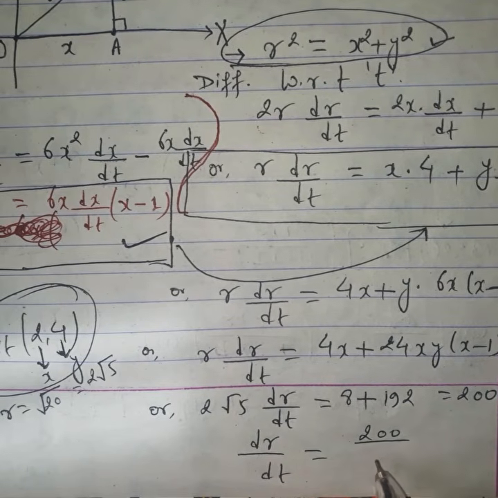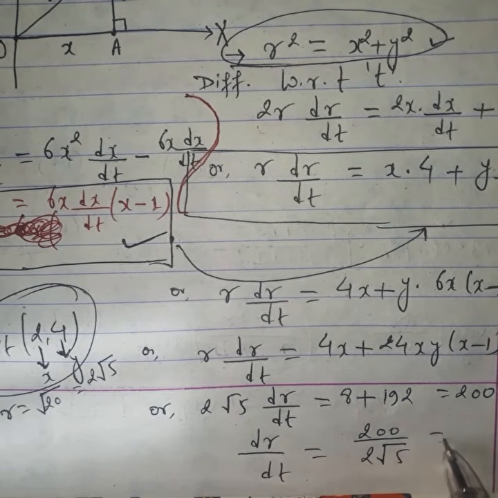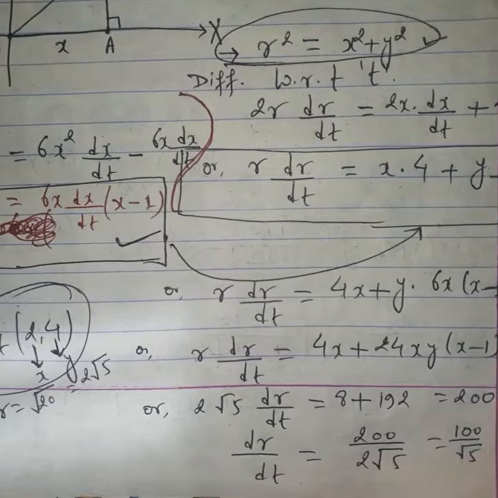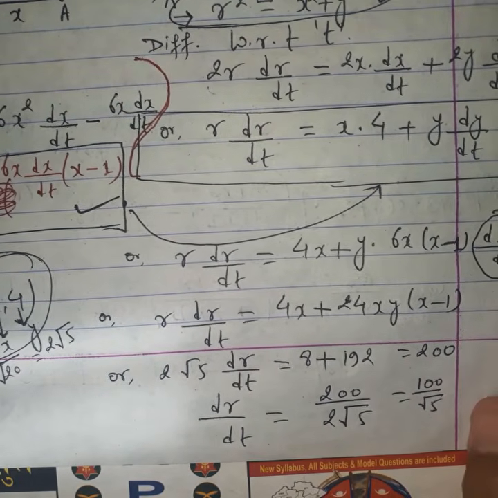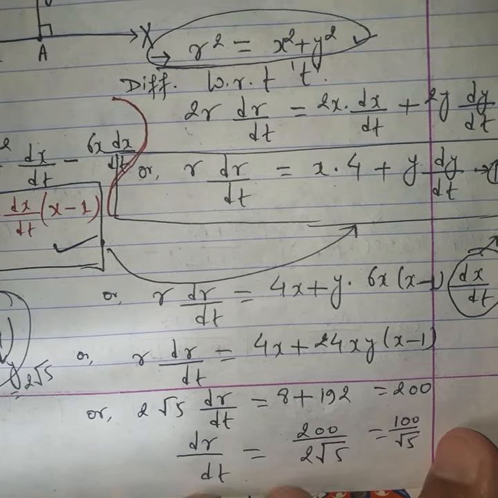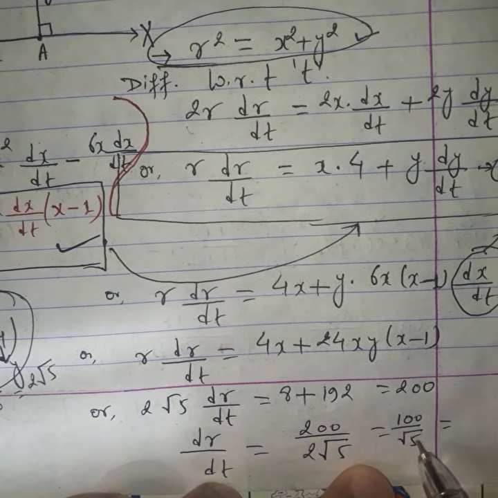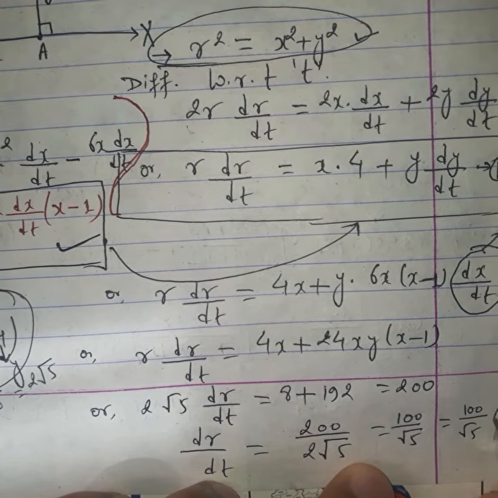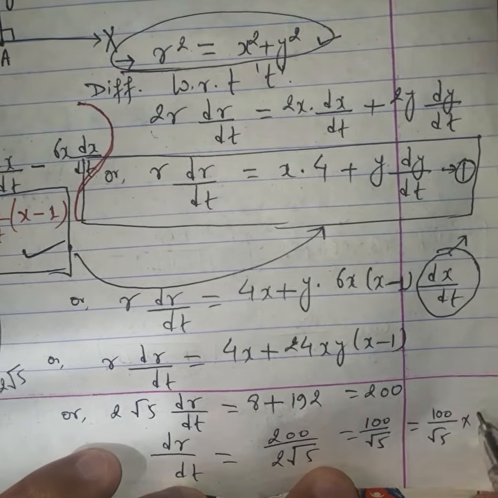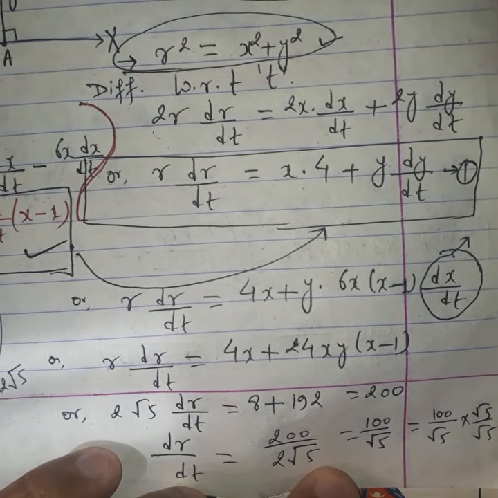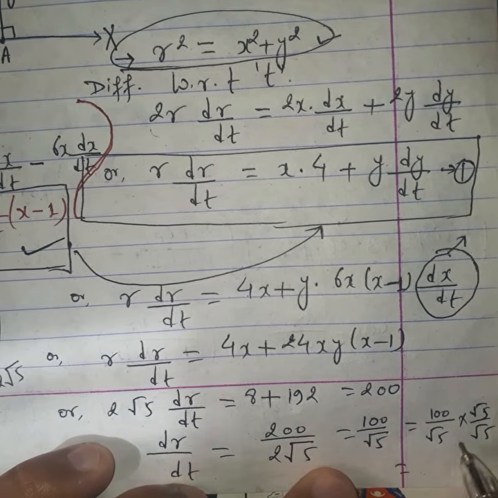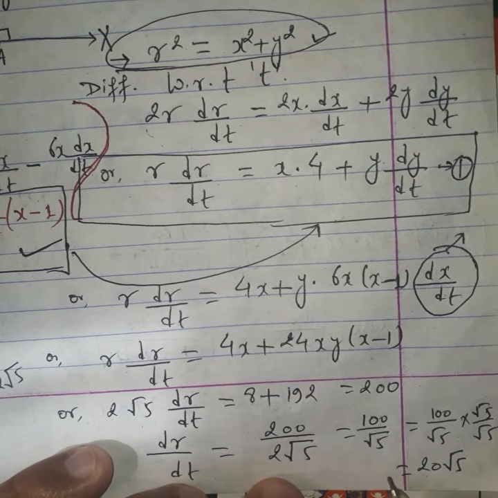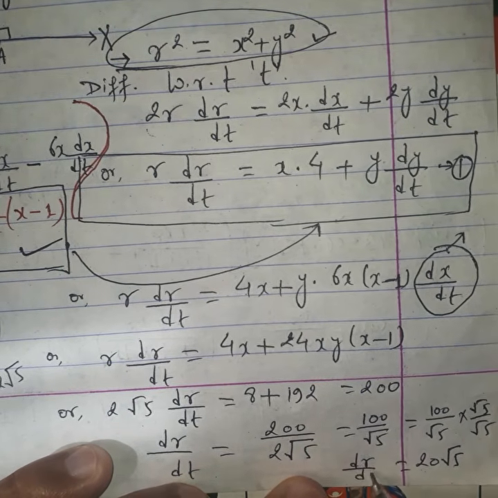Let's transpose this term to the other side. This is 100 over square root of 5. The denominator is an irrational number, so let's rationalize it by multiplying both the numerator and the denominator by square root of 5. Here we just rationalize the denominator. This is 100 root 5 over 5, which is 20 root 5. Here we finally obtain the result for dr over dt.